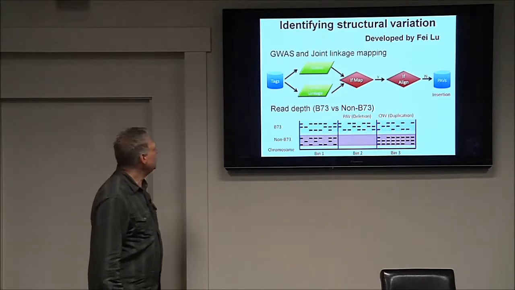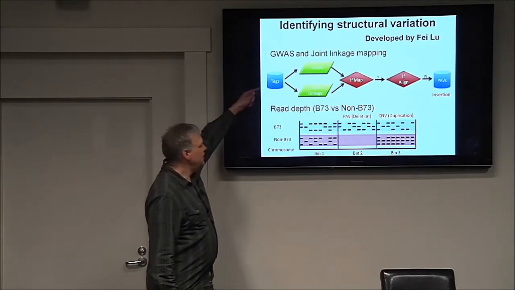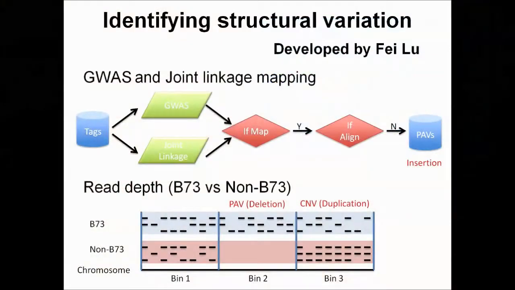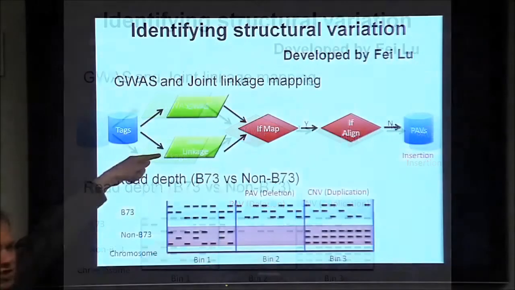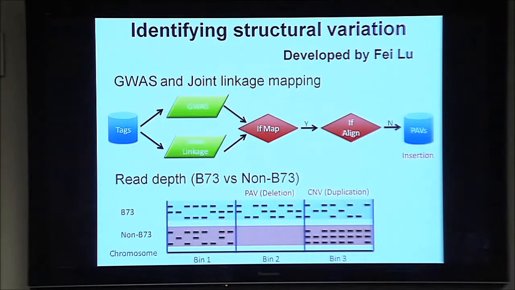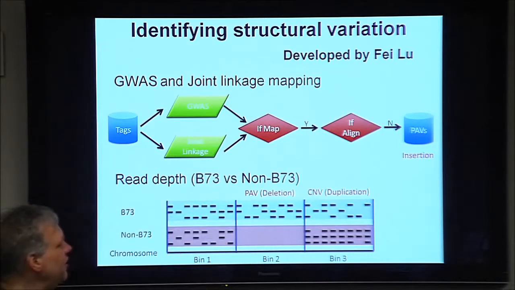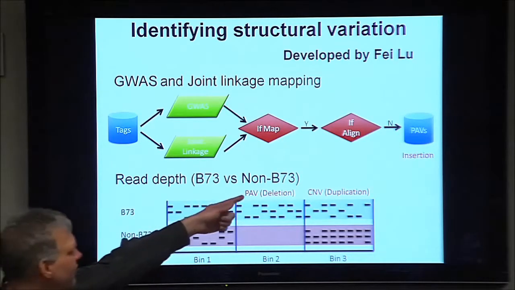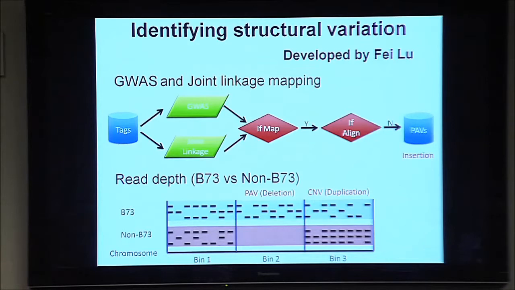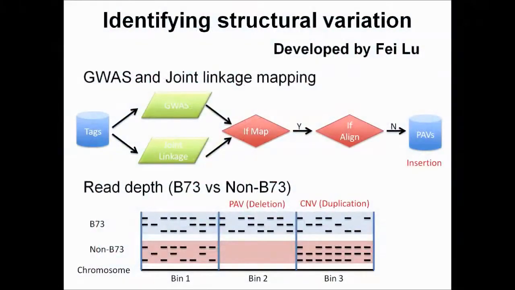He took the list of GBS tags of interest, that's this master tags list, and he either did GWAS on all the samples we had, or he did joint linkage mapping in NAM. And if they map genetically, then he goes further. Then he asks, do they physically align by their sequence? If they don't align to B73, then they're insertions relative to B73. So there's something that genetically maps somewhere, but they don't align to the reference genome, so they're insertions.